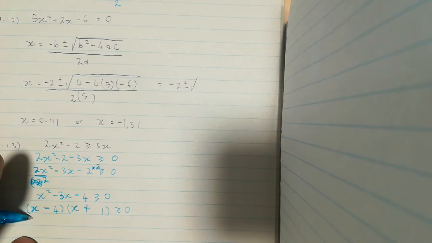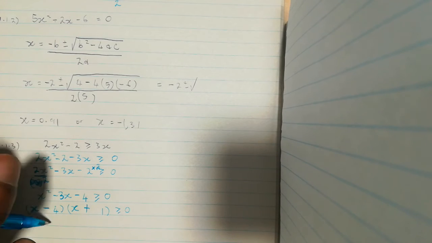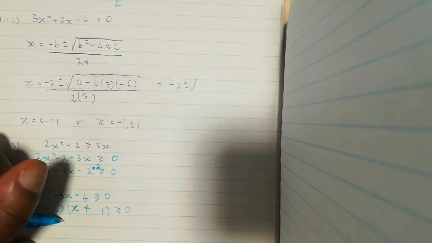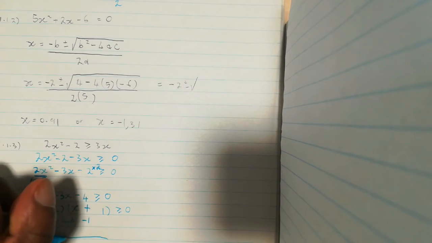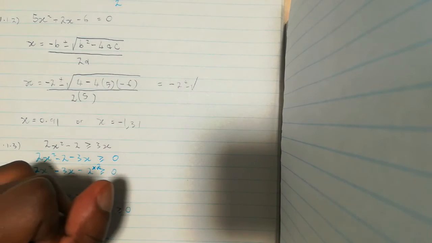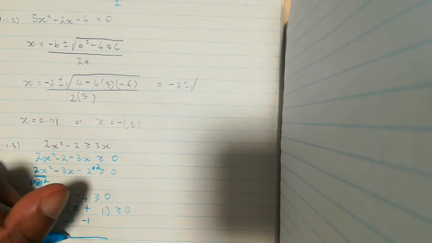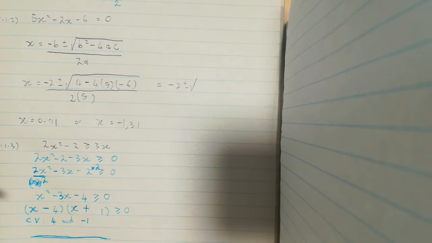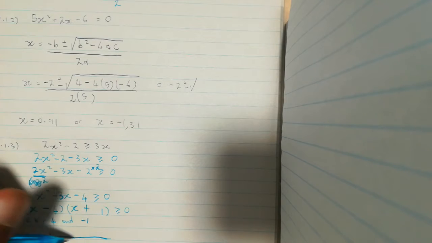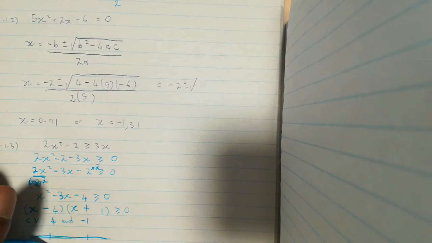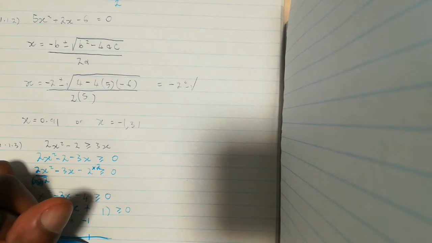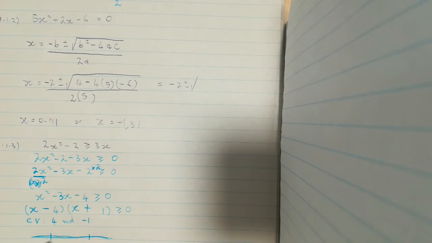So you see that your critical values are 4 and negative 1. So you would have to draw these on the number line, because we are dealing with an inequality. This is where negative 1 is, and this is where 4 is. This is the number line.